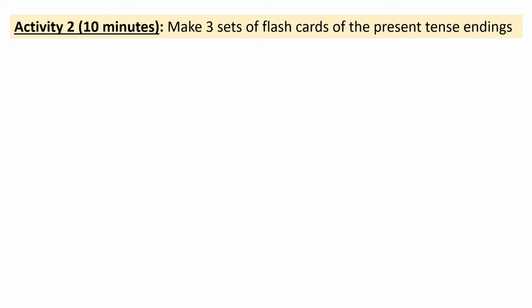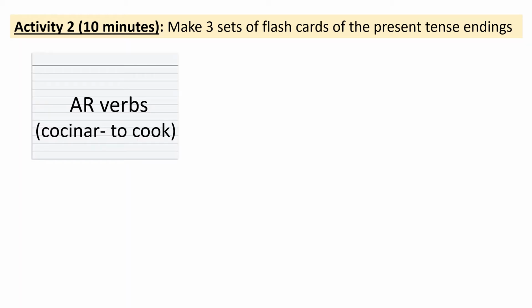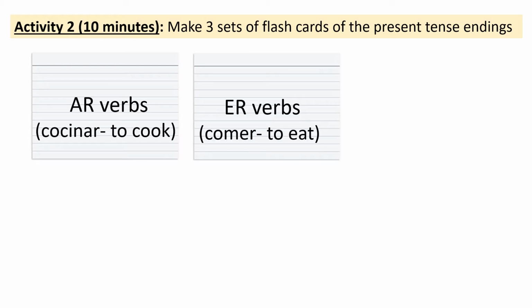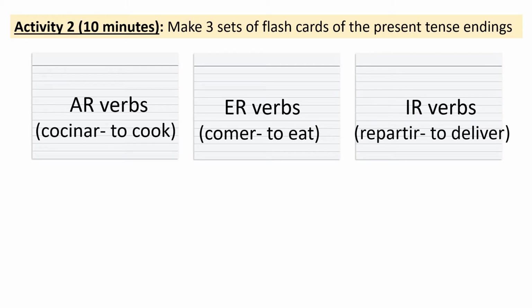Now you're going to have the opportunity to make 3 sets of flashcards of the present tense endings. So first off, you're going to make a set for AR verbs using the verb cocinar, to cook. You'll then make a set for the ER verb endings using the verb comer, to eat. And finally, you'll make a set for IR verbs using the verb repartir, to deliver.